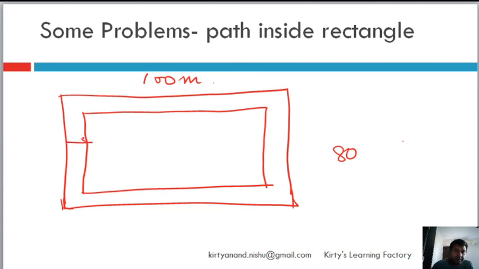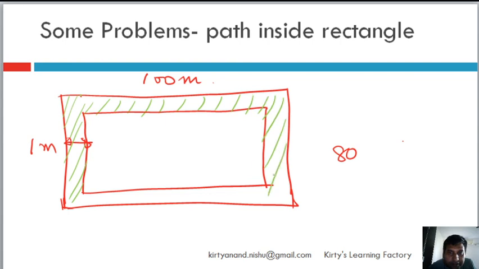This footpath is 1 meter wide, right? So we have to find the area of the footpath. For example, what will be the area of the footpath? Let me change color, okay, this is the footpath. I am just shading it first of all. Please pardon my bad drawing. I am shading it. That's my footpath. Are we clear?